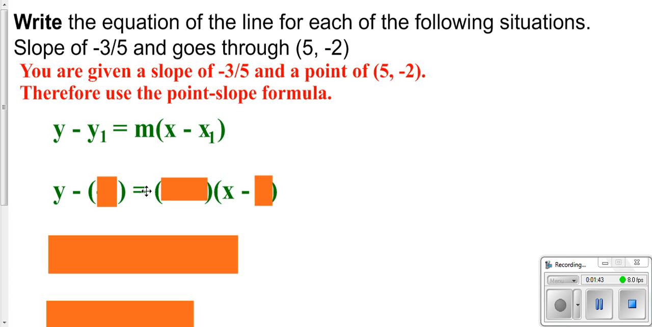So we'll go ahead and go y minus the y-coordinate, which is that negative 2. And then we'll go equals, and we'll put in our slope. Our slope is that negative 3/5. And then we'll put in what x sub 1 is. x sub 1 is the x-coordinate of our point. We always leave the normal x and normal y alone.